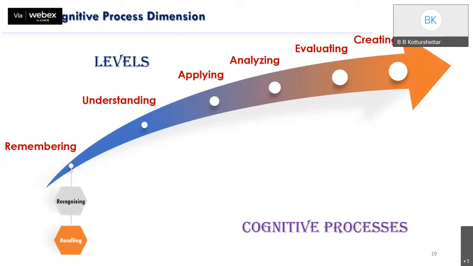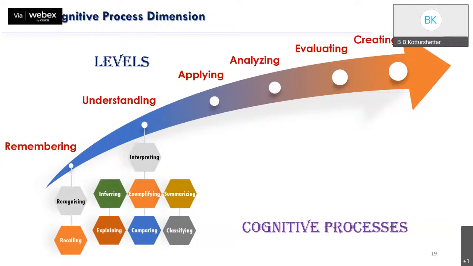And when we talk of remembering, okay, see, there will be two processes or two kinds of activities happening in the brains of the students. See, one is recognizing and the other one is recalling. So depending on the question, the student will be able to recognize and answer, or recall and answer. See, these are the two different processes that will be happening in the brains of the students. So we are going to go into detail on each one of these in the coming slides.